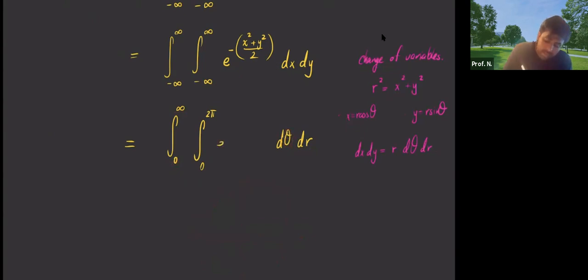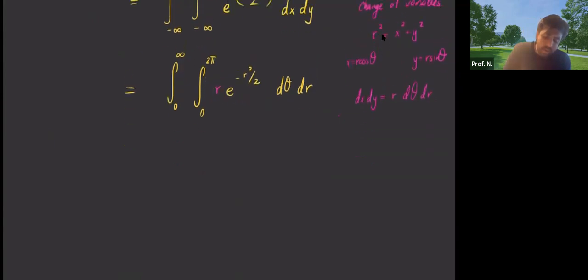And then I get e to the negative r squared over 2. And what saves all of this is this extra little variable that I have due to the change of variables, this little r here. And because of this r, I can now solve this. So what is the inner integral here? 2 pi, r times e to the negative r squared over 2 d theta.